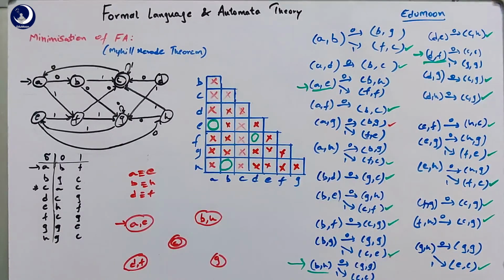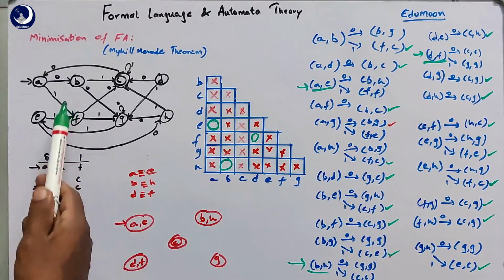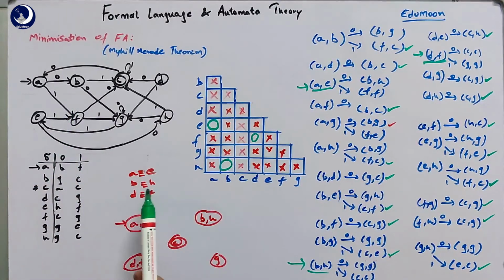Now C is the final state, so that is not combined with any other, and G is the state which is not equivalent with any other state. So this is the final diagram with 5 states. Since we are given 8 states here, 3 of them are equivalent to some other state, so we combine them.